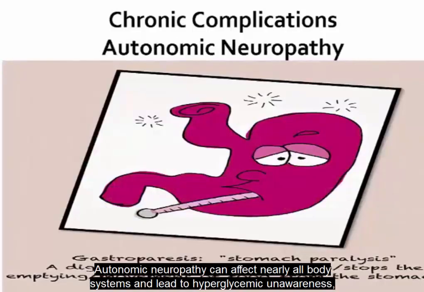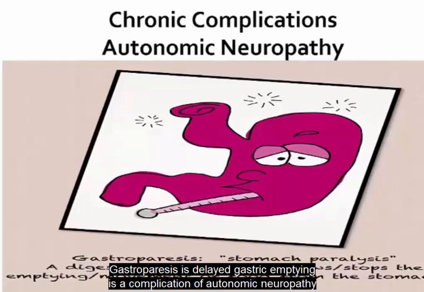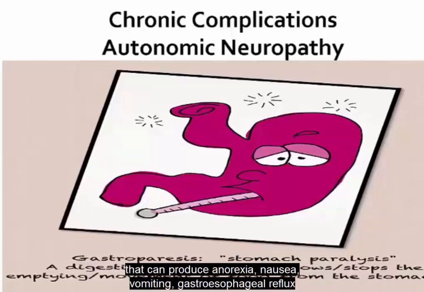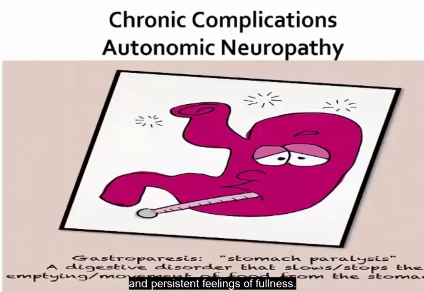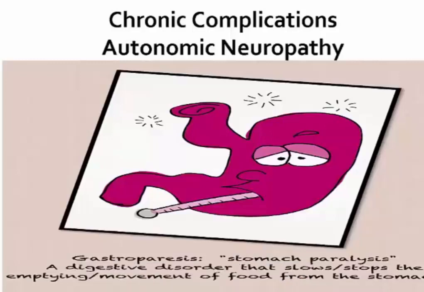Autonomic neuropathy can affect nearly all body systems and lead to hypoglycemic unawareness, bowel incontinence, diarrhea, and urinary retention. Gastroparesis, or delayed gastric emptying, is a complication of autonomic neuropathy that can produce anorexia, nausea, vomiting, gastroesophageal reflux, and persistent feelings of fullness. Gastroparesis can trigger hypoglycemia by delaying food absorption.